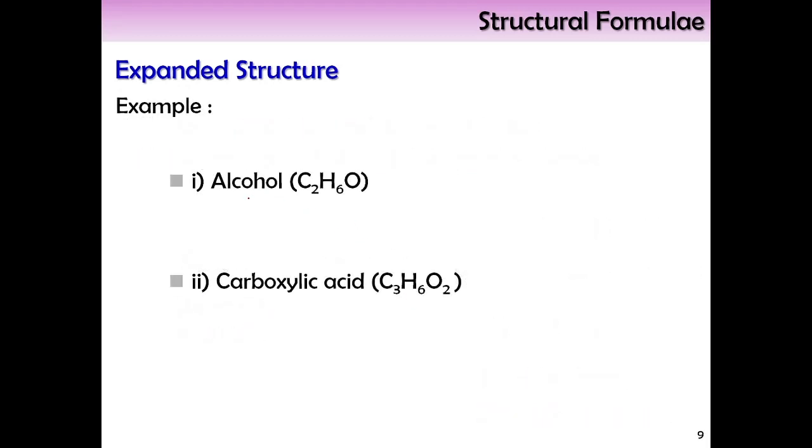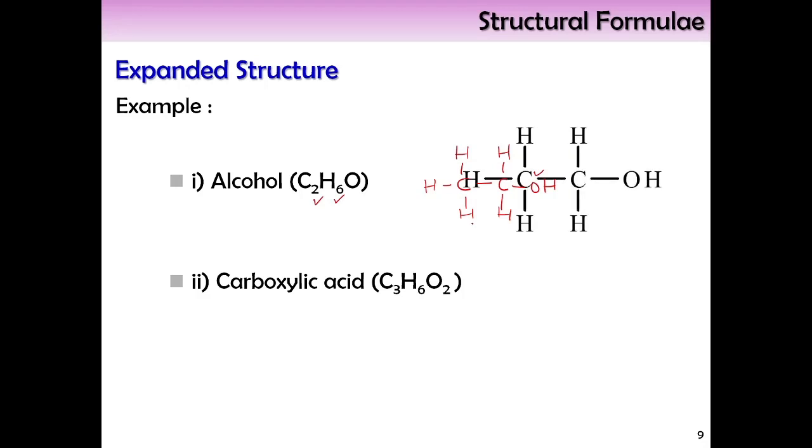Expanded structure, alcohol. What about alcohol? So 2 carbon. You should know that carbon for alcohol should have OH, the hydroxyl group. Then we calculate again the number of carbon, hydrogen, and oxygen. Carbon is 2, correct. Hydrogen should be 6: 1, 2, 3, 4, 5, 6. So correct. And oxygen is 1. So this should be alcohol. Let's see the answer. Okay, the same. So this is alcohol, expanded structure.